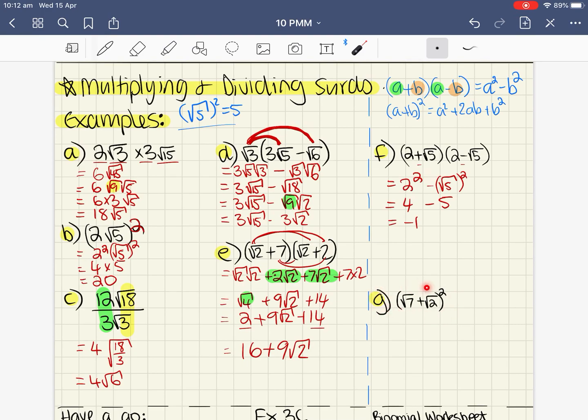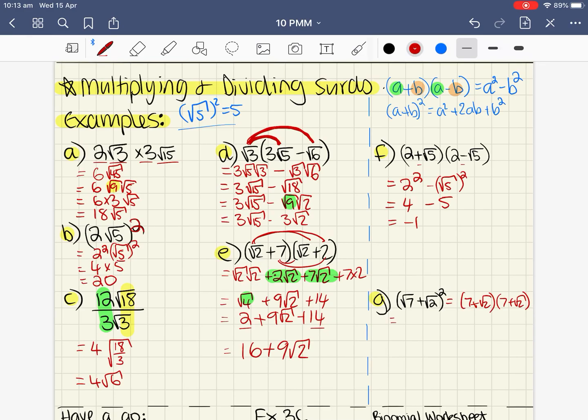Down here in G, if you want to have a go, pause it now. We're going to use this example. All right, so this is just a perfect squares expansion. If you want to write that out in full, that would be 7 plus root 2, 7 plus root 2. And you can just expand that with the FOIL method from there if you prefer.